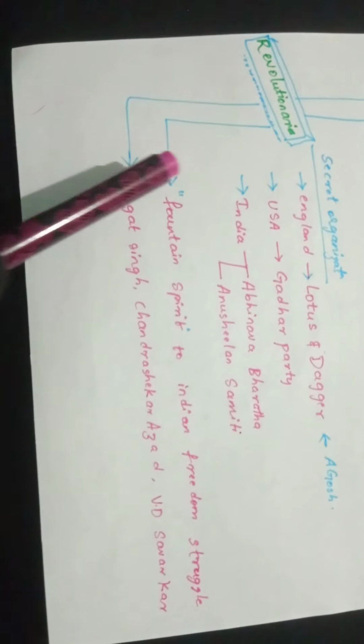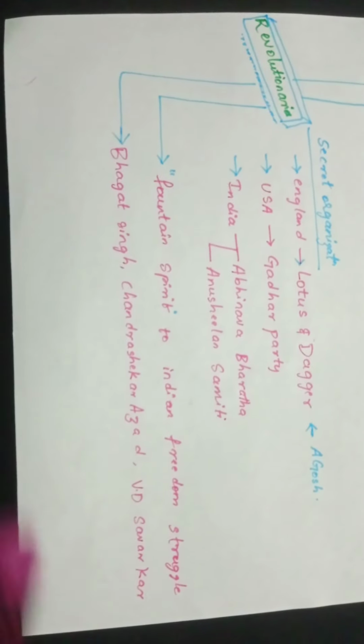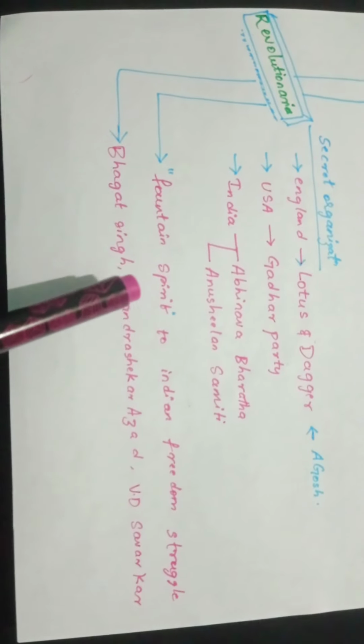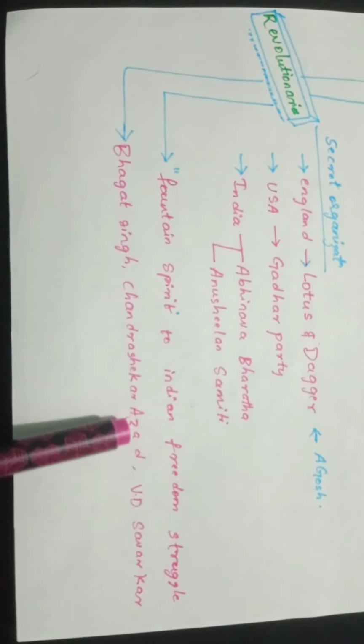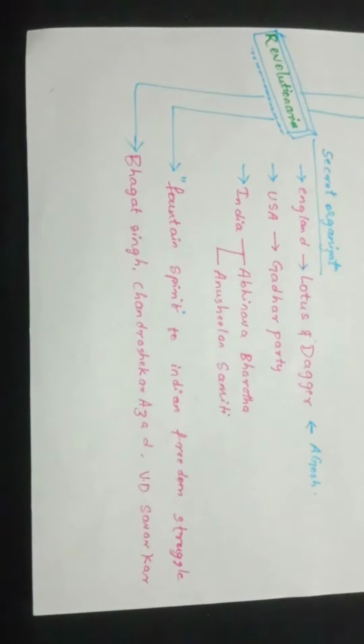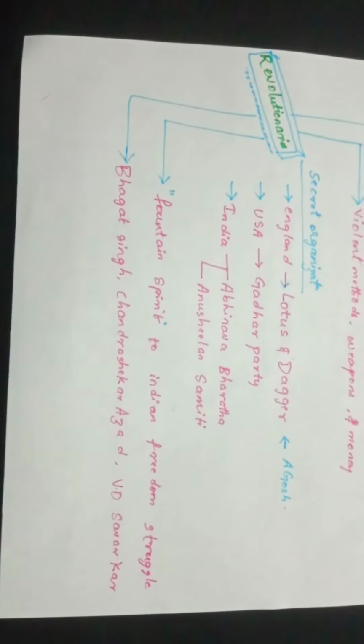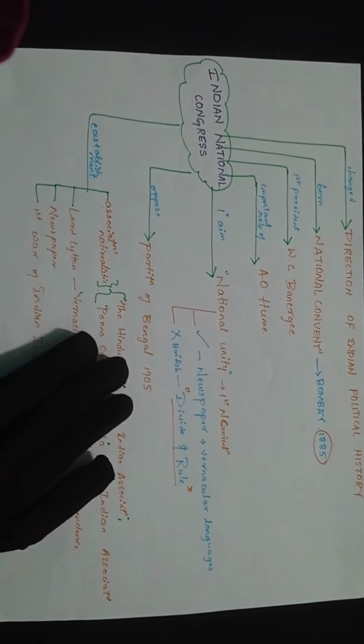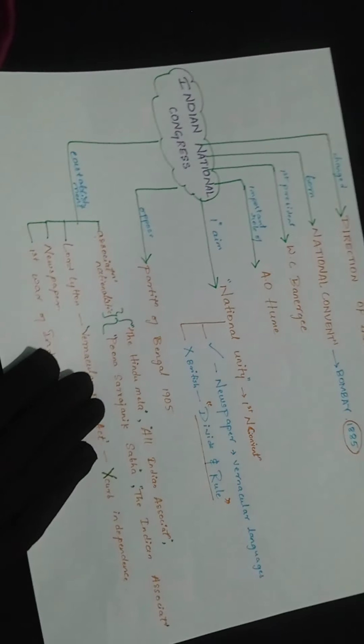These revolutionaries were a fountain of spirit for the Indian freedom struggle. Now who are these revolutionaries? There are many names written in NCERT, but some of the names I am saying are Bhagat Singh, Chandrashekhar Azad, V.D. Savarkar. So, like this, the whole chapter is covered.